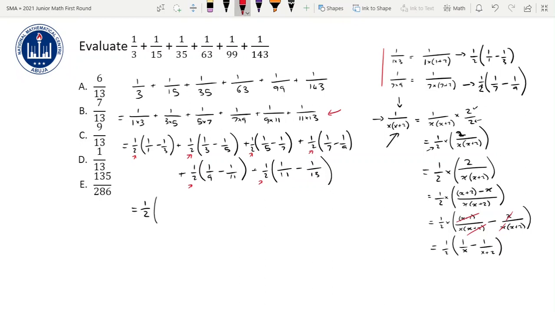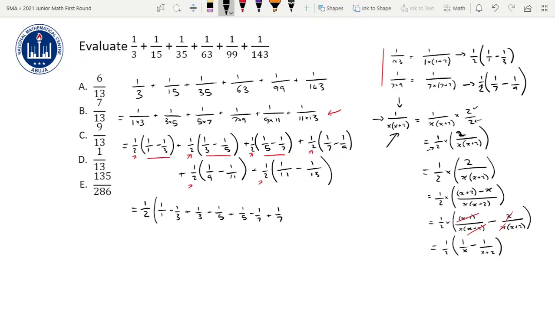In this first bracket here, we have 1 over 1 minus 1 over 3. So write that in here. Then in the second bracket, we have 1 over 3 minus 1 over 5. So we have plus 1 over 3 minus 1 over 5. And in the third bracket, we have 1 over 5 minus 1 over 7. So we have plus 1 over 5 minus 1 over 7.